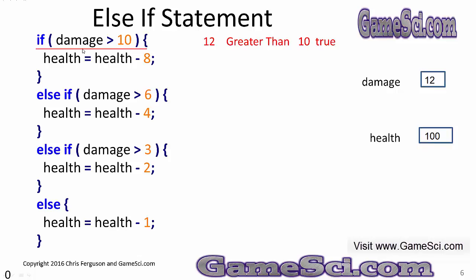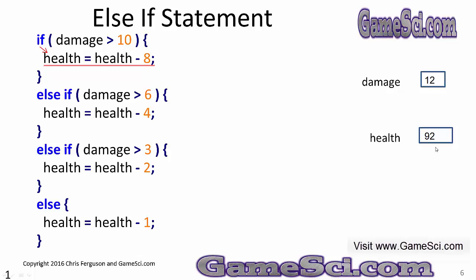With damage equal to 12, 12 greater than 10 is very much a true statement. As a true statement, in the if portion, we expect this code to select the if code to execute. So we'll do health equals health minus 8 because we received high damage. We're going to subtract a lot from the health points. And our 100 in the health variable just shrunk to 92. Take a lot of damage in a video game, you expect your health variable to go down. And that's what it did.